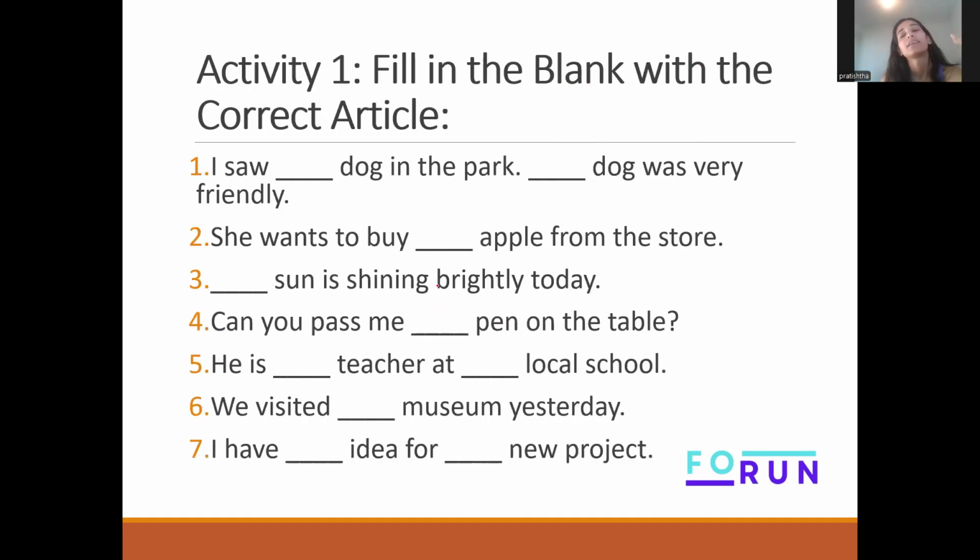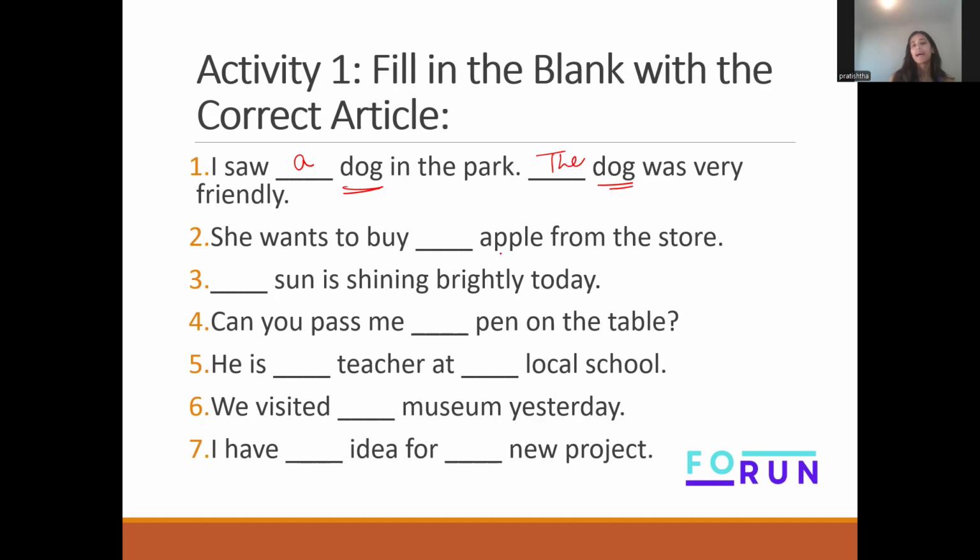Now, we have a simple activity, right? I want you to take a look at it for a minute and try to identify if these objects are particular or not. So here, what you need to do is just take some time, try to see if I'm talking about a particular thing or a non-particular thing, right? So: I saw dash dog in the park. Dash dog was very friendly. I saw, is it talking about a random dog or a particular dog? A random dog. I saw a dog in the park. Now, dash dog was very friendly. Now I know which dog I'm talking about. So the dog.